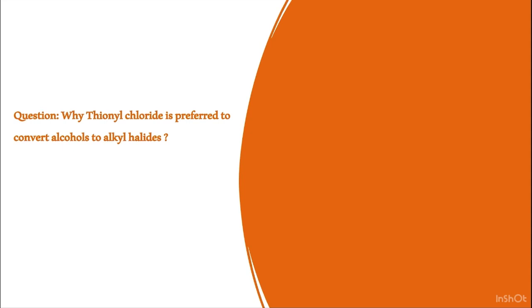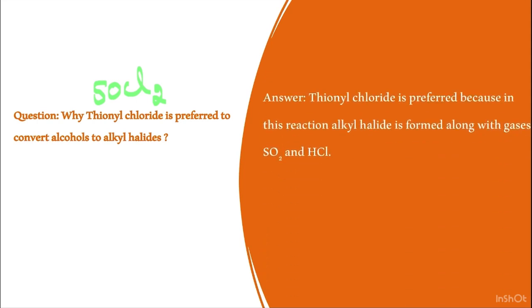Okay, the next question is: why is thionyl chloride preferred to convert alcohols to alkyl halide? Thionyl chloride is SOCl2. So in the preparation of alkyl halides from alcohol, the first preparation given in NCERT, there are so many reagents given. Out of them, this thionyl chloride is considered the best.